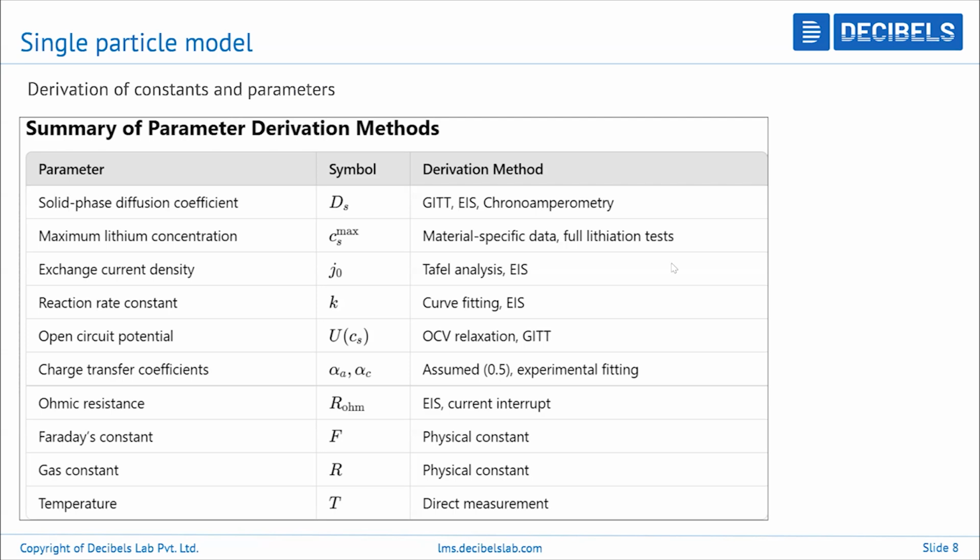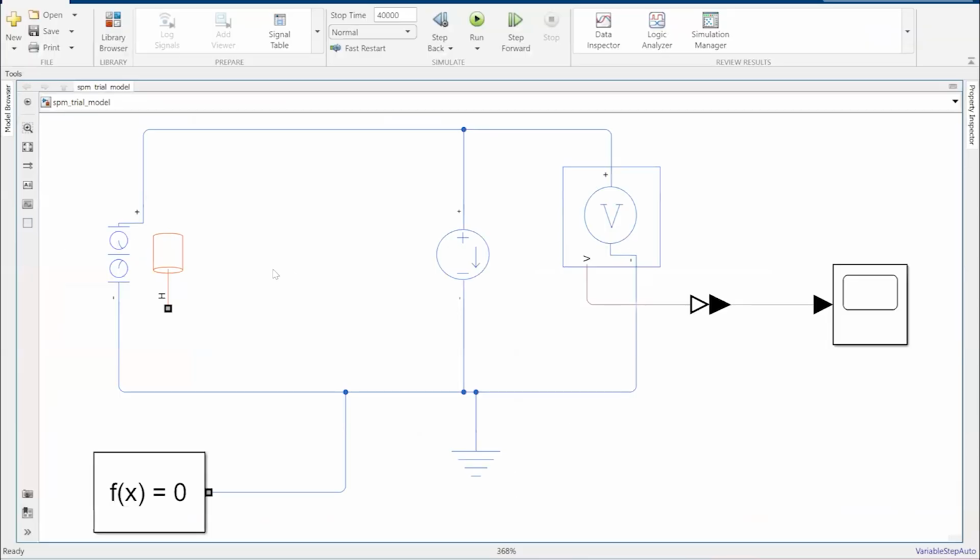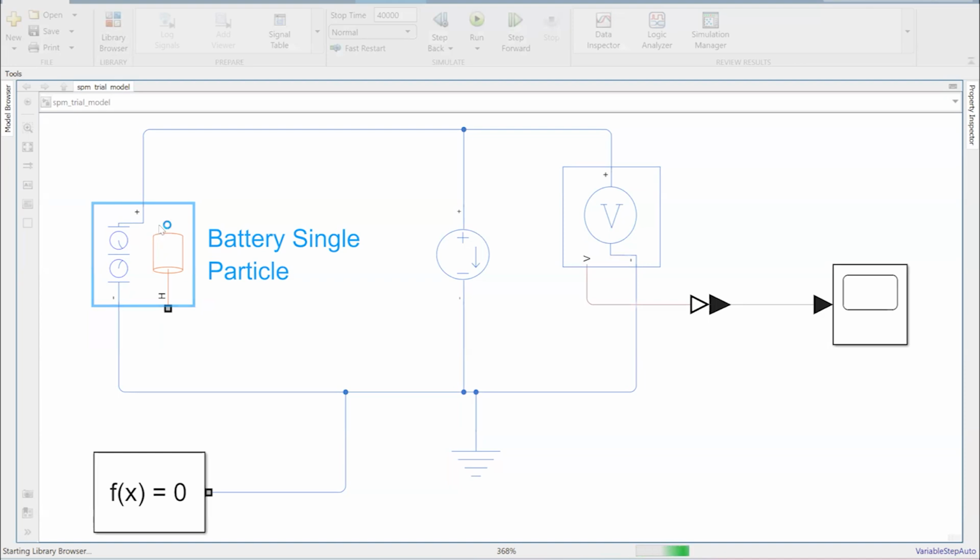Okay. So now we can take a look quickly at the single particle model that is available in Simulink, Simscape. You can see this here. It's already here as a part of 2024A MATLAB and Simulink. It comes with the package, and you can find this in the library browser, under Simscape elements. So just have a quick look through the library browser, and then we can go ahead with the overview of the parameters within the battery single particle.